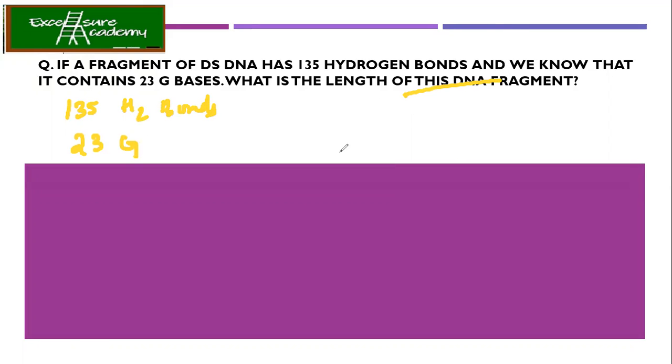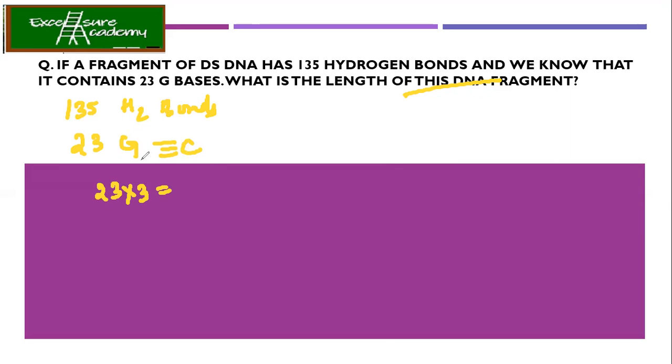23 into 3. Why are we doing 23 into 3? Because guanine has 3 hydrogen bonds with cytosine. Very good. However many guanine are there, that many cytosine will be present.